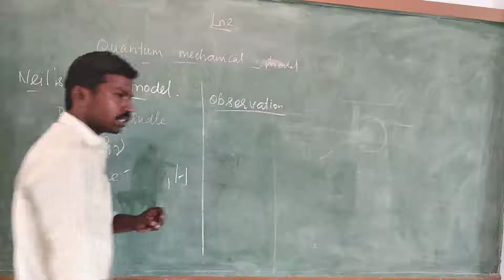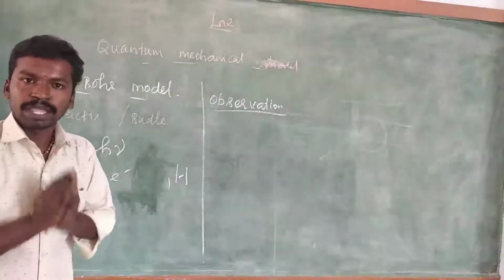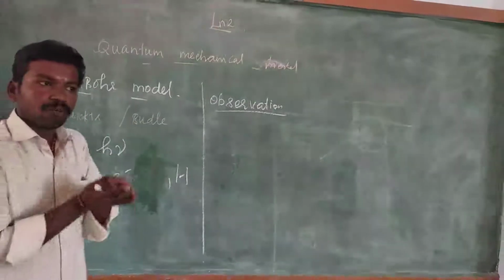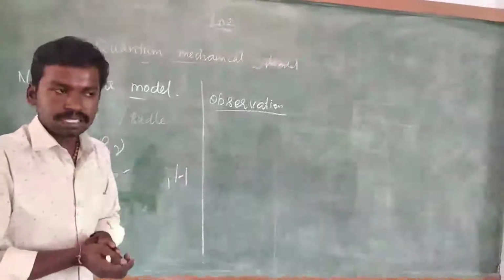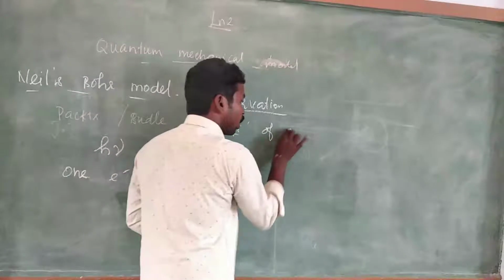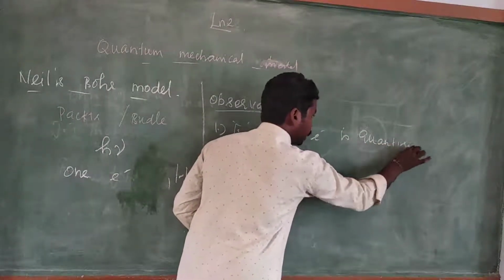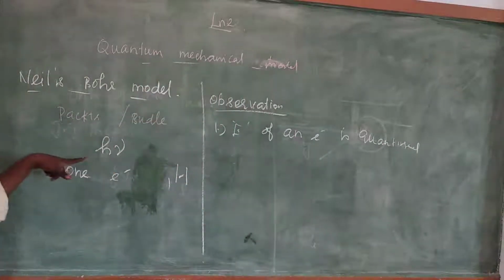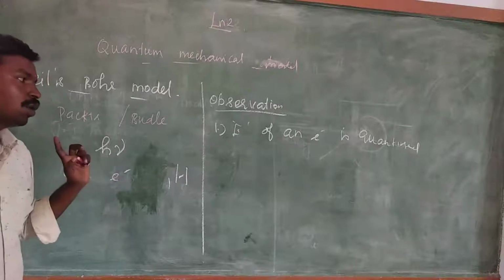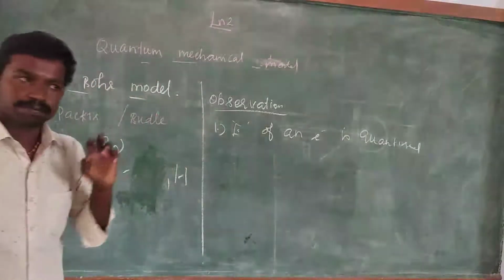What is the first observation I told you? Energy of an electron is quantized, which means what? Energy is not lost continuously. Only the energy is lost in the form of packets or bundles of energy. That's the first observation: energy of an electron is quantized. In which unit is it quantized? It is quantized in units of h nu. Here h is called Planck's constant and nu is the frequency.